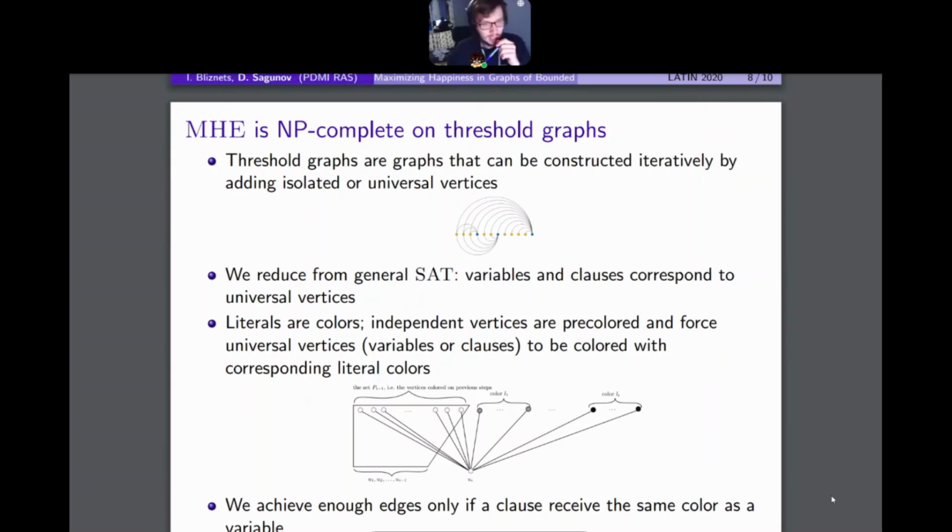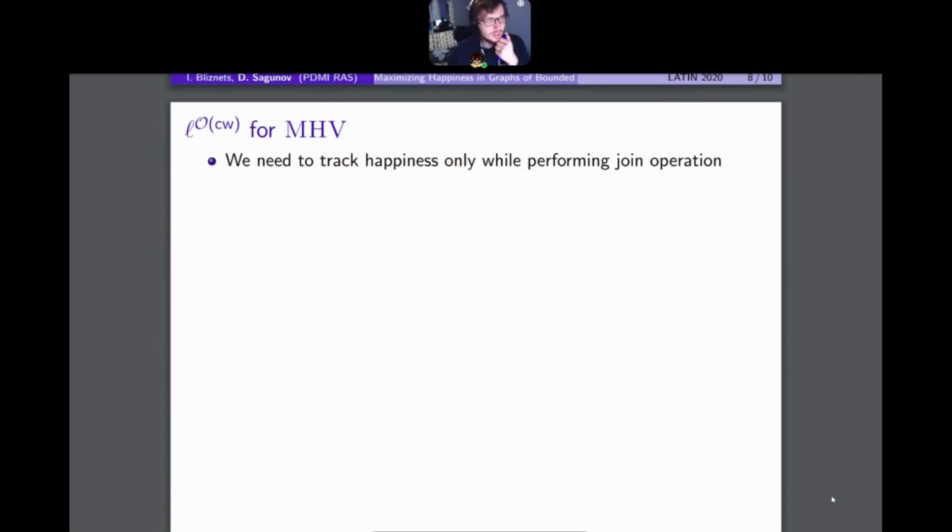Okay. This is a brief explanation of the reduction. And let me go through the dynamic programming for MHV. In this problem, we need to track happiness only while performing the join operation, the same as with maximum happy edges. So basically, you have a happy vertex, and when you perform a join operation, a vertex can become unhappy.